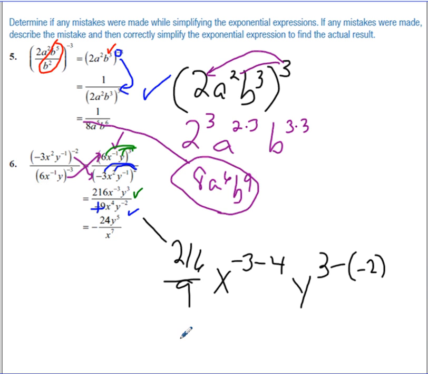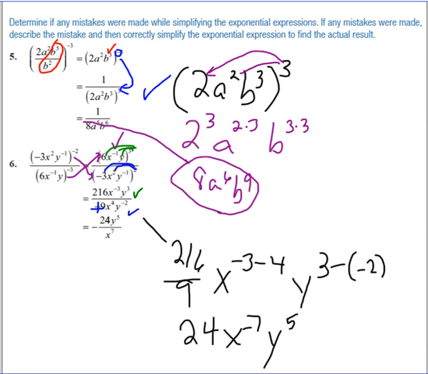216 divided by 9 is 24. -3 minus 4 more gives us -7. And 3 minus -2 is the same as 3 plus 2, which gives us 5.